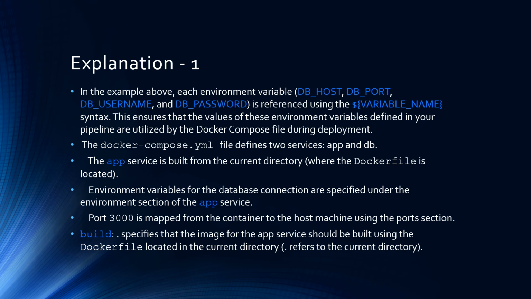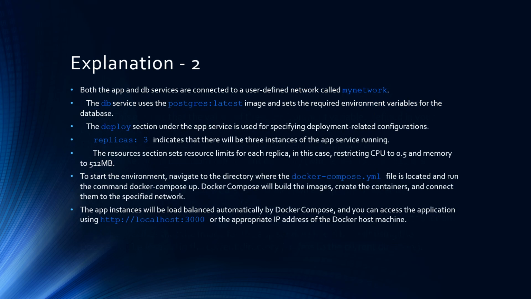The resources section with CPU and memory limits is crucial for production deployments. Without these limits, a single container could consume all available resources. The network configuration in this Compose file creates isolated networks for your services, enhancing security through network segregation.